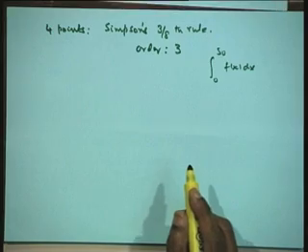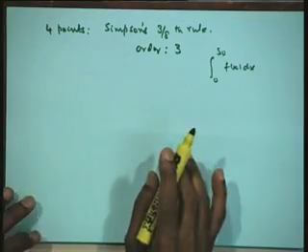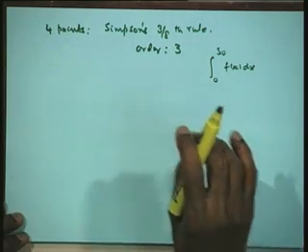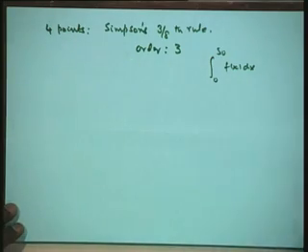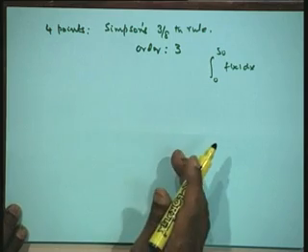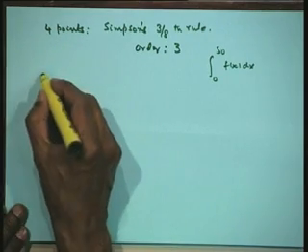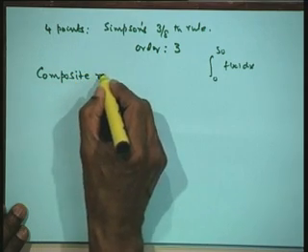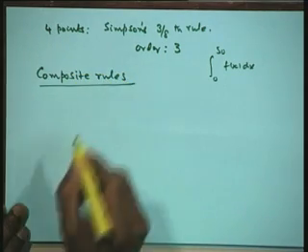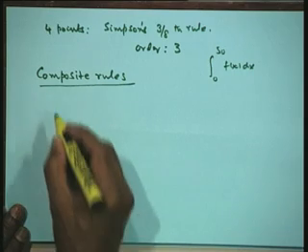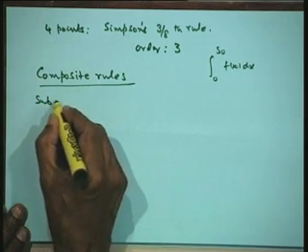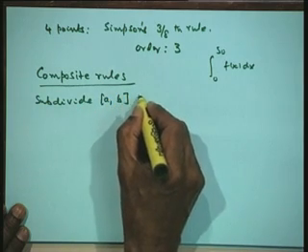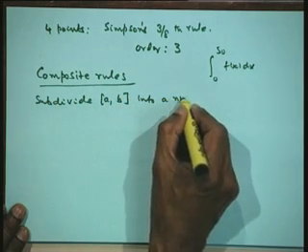In other words, h would be sufficiently small if I break the given interval a to b into smaller intervals and then use the corresponding formulas for each one of these integrals individually. So such formulas shall be called composite rules. So we shall call them composite rules. So what we do here is subdivide AB into a number of intervals.